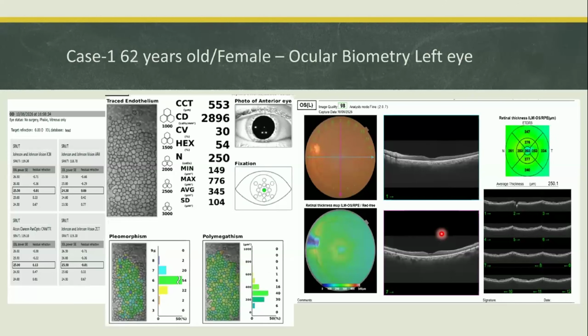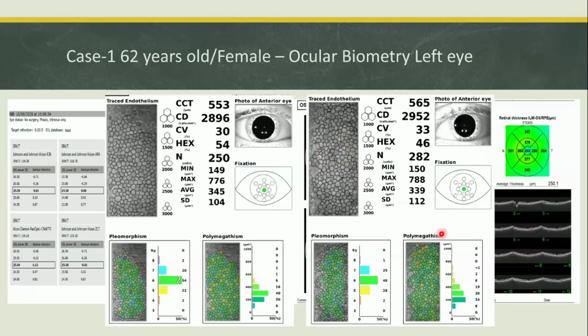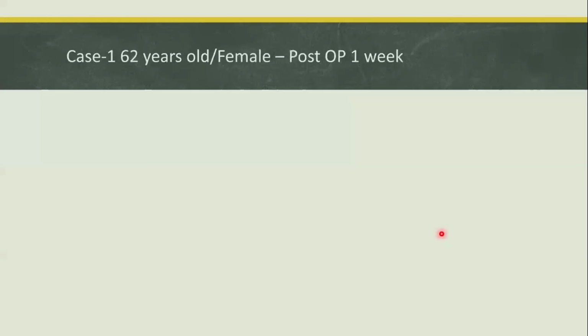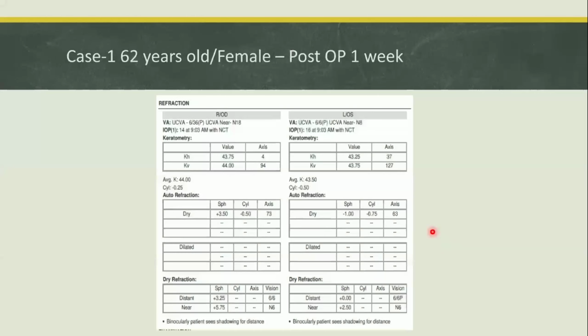If you see the specular count, the corneal integrity is good in both eyes. The patient had surgery for the left eye. At one day post-op, the patient is reading 6/6, and near it is N8. It is an EDOF lens, which means extended depth of focus, so intermediate they will be able to see clearly.